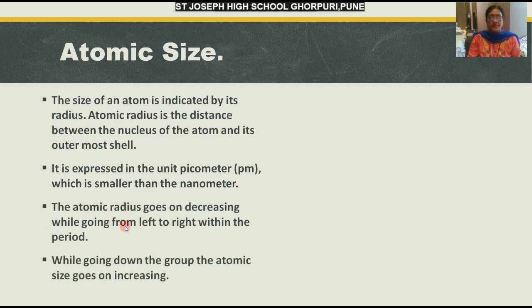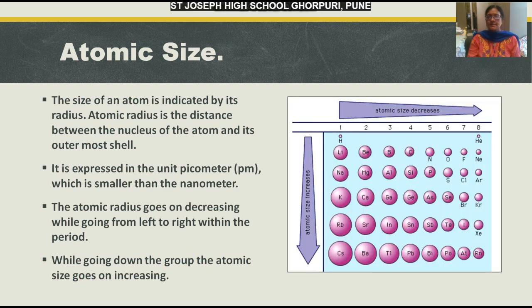The atomic radius goes on decreasing while going from left to right within the period. And while going down the group, the atomic size goes on increasing. Let us see in the diagram here. Along the period, lithium, beryllium, boron, carbon, nitrogen, oxygen, fluorine, as you can see, the size goes on decreasing. Now, though the electrons go on increasing, the size is decreasing.